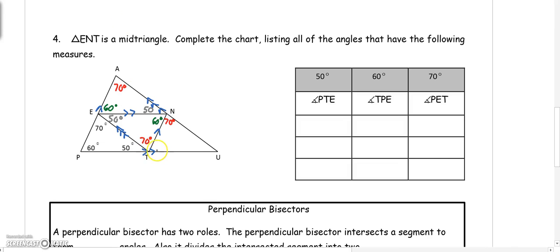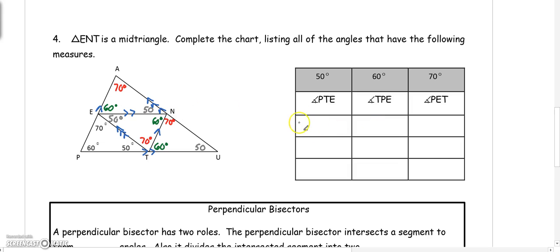Over by T, it's a straight angle with these three angles, so 50, 70, my missing angle is 60 degrees. And then the remaining angle of the triangle has to equal 180, so if I have 70 and 60, this angle is 50 degrees.